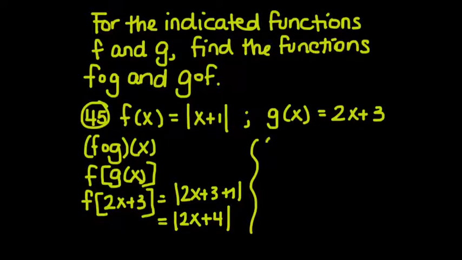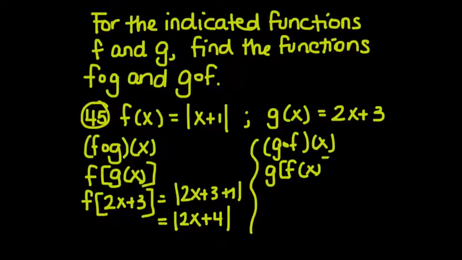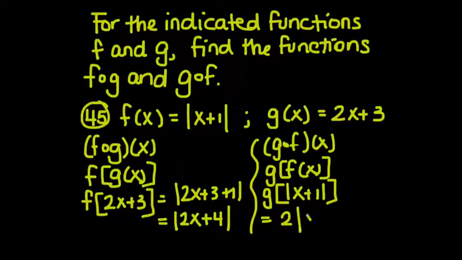To find the composition g composed with f of x, that means finding g of f of x, which is g of the absolute value of x plus 1. If I go back to the function g, wherever I see that x, I'll plug in the absolute value of x plus 1. So this gives me 2 times the absolute value of x plus 1 plus 3.